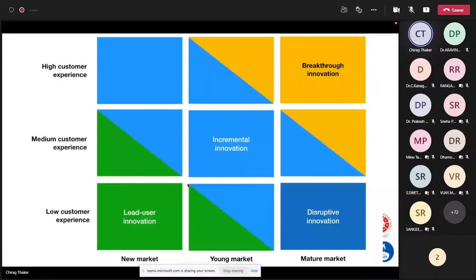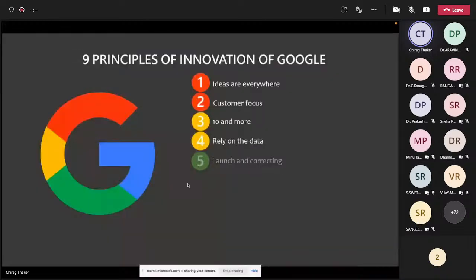These are 9 principles of innovation at Google. Google believes ideas are everywhere. You should be customer focused. Rely on data, and you launch.